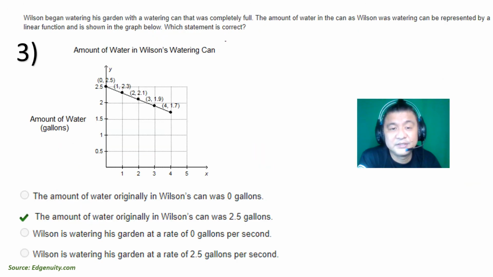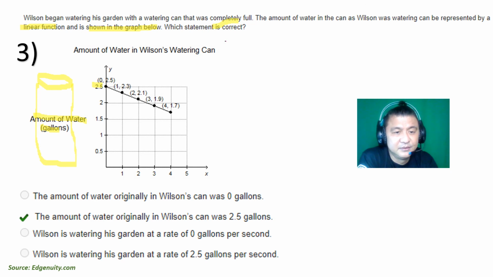Next, we'll look at the graph now. Wilson began watering his garden with a watering can that was completely full. It started full, okay? There is a certain number of gallons of water. A can is filled with water. If the graph is going down, meaning water is being removed. The amount of water in the can Wilson was watering can be represented by a linear function and is shown in the graph below. Which statement is correct?